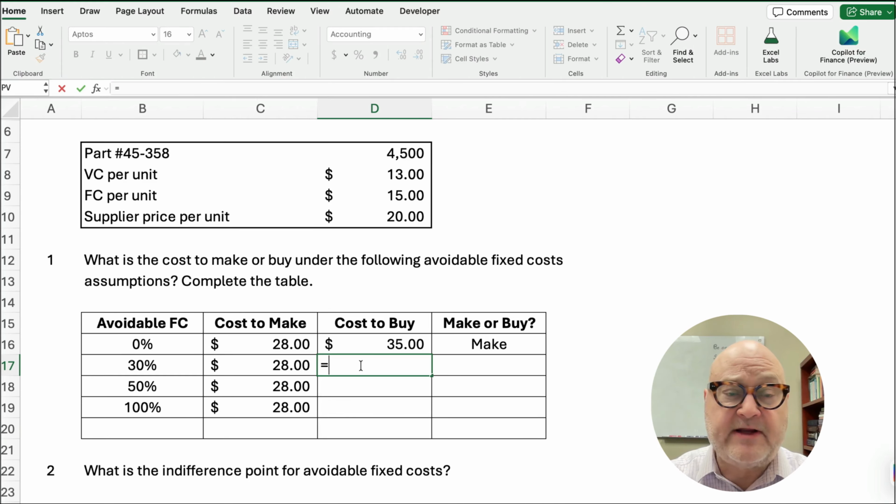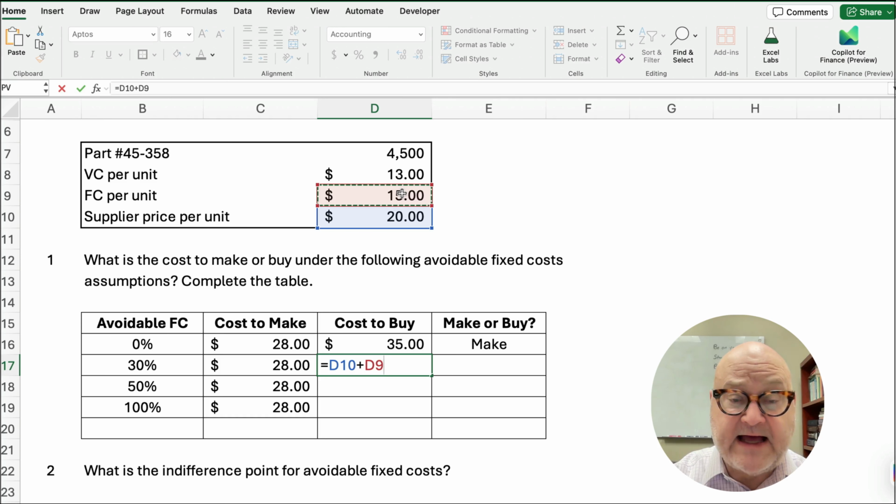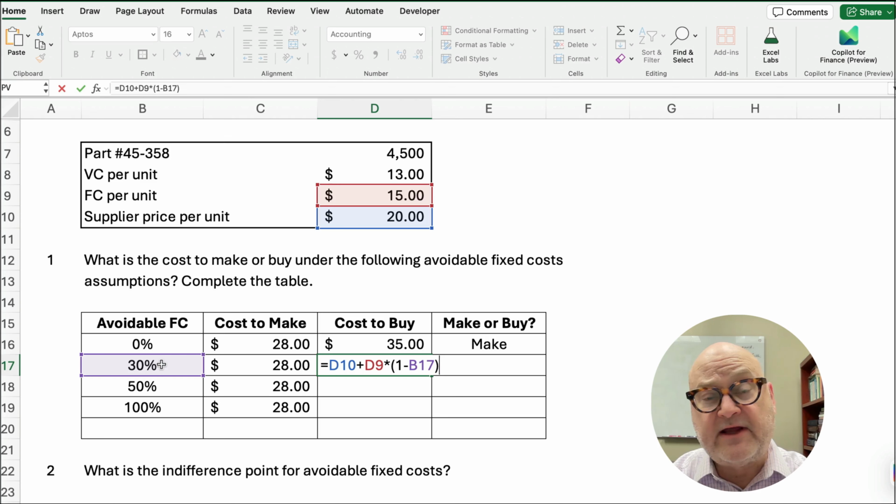So here's what we're going to do. We're going to take the 20, which is the supplier price, plus the 15, and we need to multiply that 15 times 1 minus 30%. So we're going to get rid of 30% of the fixed cost. We're going to keep 70% of the fixed cost. So that's 1 minus 30% is 70. We're going to take 15 times 70% and add it to the $20.